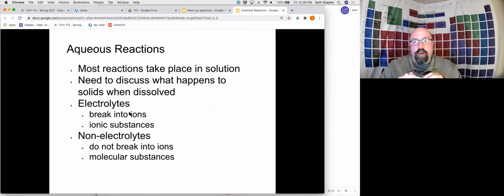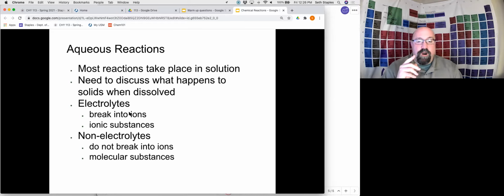Now, as I mentioned earlier, most of our reactions that we talk about are going to take place in solution. They're going to take place in water. And so one of the things that we need to talk about is what actually happens when a solid dissolves in water. Because it's not necessarily as simple as you might think.